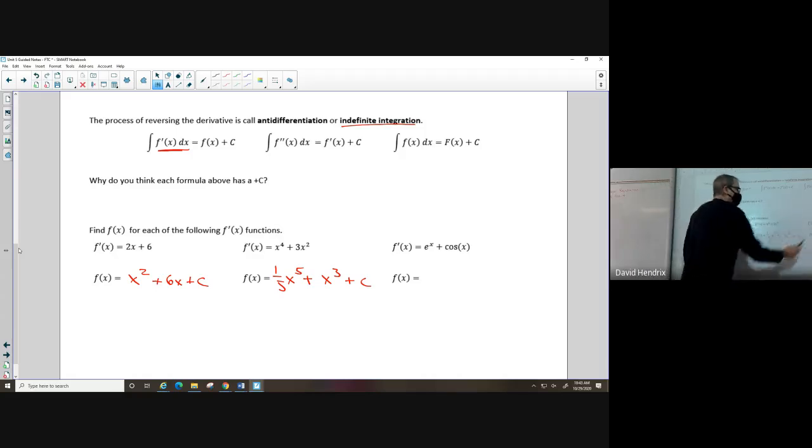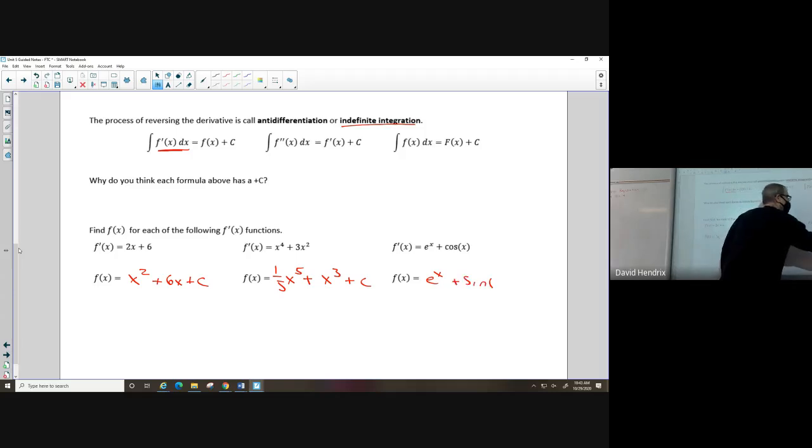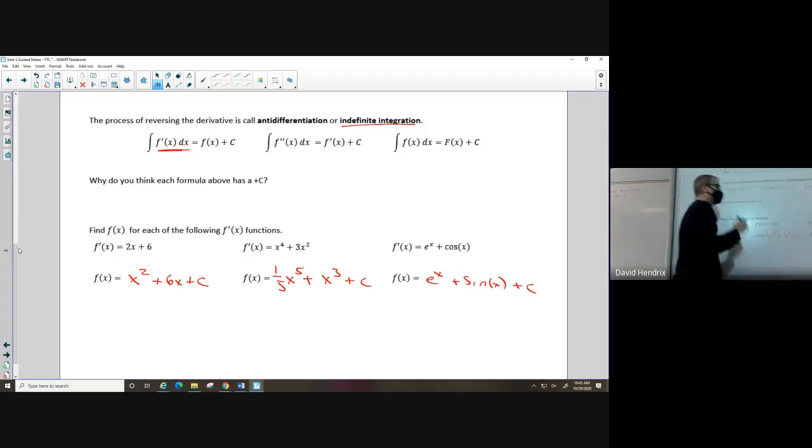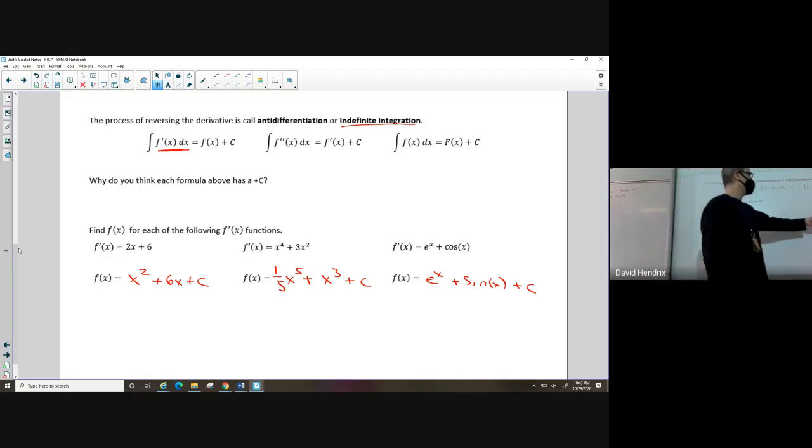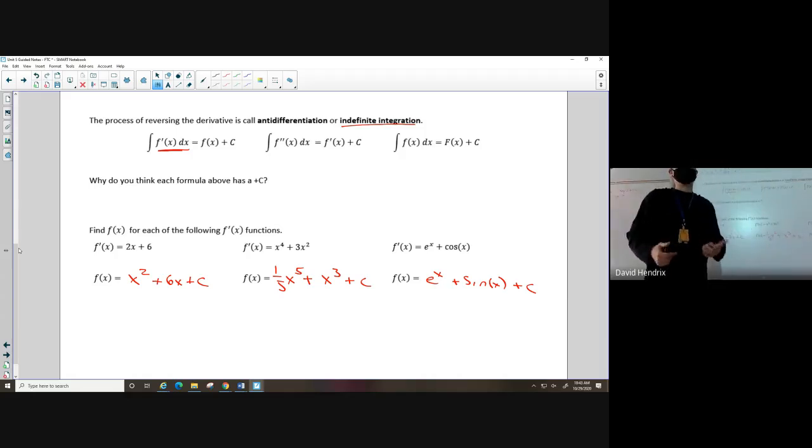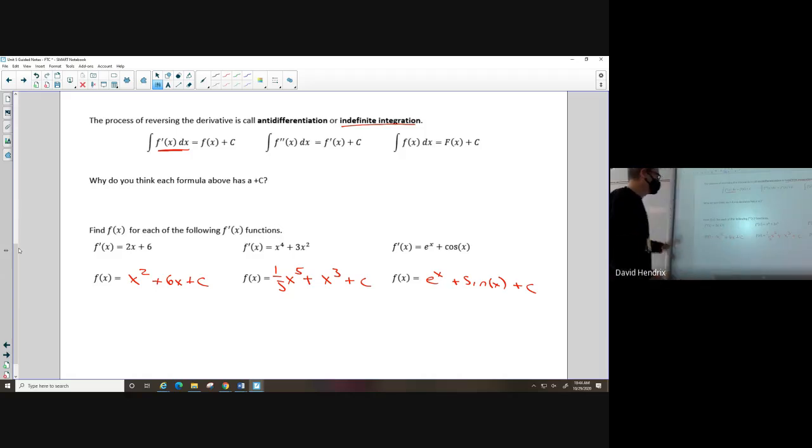All right, how about this one? E to the x plus sine x, right? Let's see. So if we took the derivative of this, we would get that right there. Okay? Take the derivative. So the hard thing is going to be, when we take the antiderivative of cosine, it's going to be positive sine. Take the derivative of cosine, it's negative sine. Getting those straight in your mind, that's just going to happen. Okay? So apologize for that.